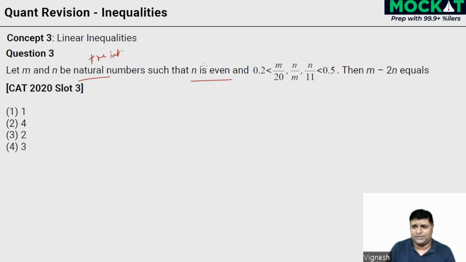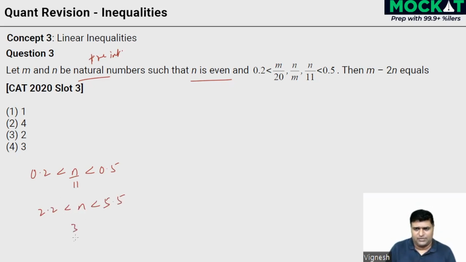So start with n is even. That's the variable for which we have the most information. So which is the one with only n over here? n by 11. So if 0.2 is less than n by 11 is less than 0.5, and now 11 is a positive number, so I can multiply all of them with 11 and the inequality doesn't change. So 11 into this is 2.2 is less than n is less than 5.5.